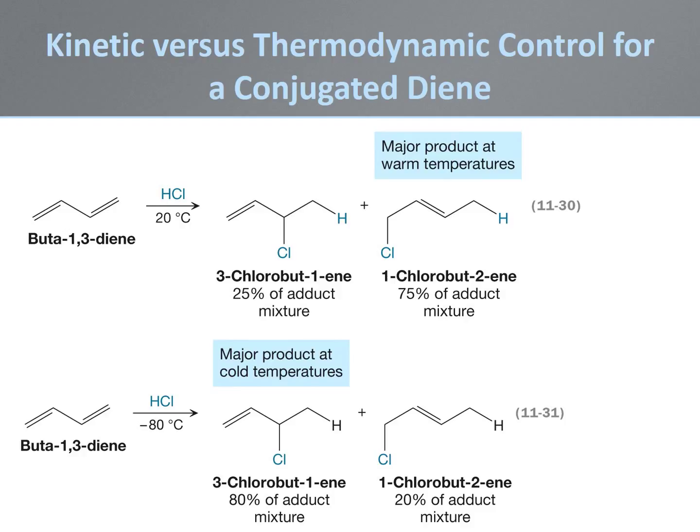If hydrogen chloride is reacted with 1,3-butadiene at room temperature, 1-chloro-2-butene, the product of 1,4 addition, is the major product. If the same reaction is conducted at minus 80 degrees Celsius, 3-chloro-1-butene, the 1,2 addition product, becomes the major product. This is an example of a reaction that can generate a different major product depending on whether it is under thermodynamic or kinetic control.